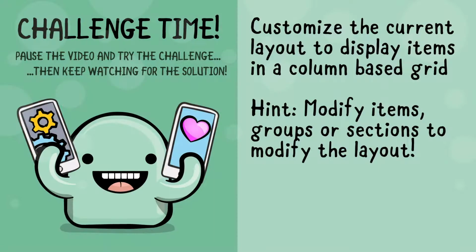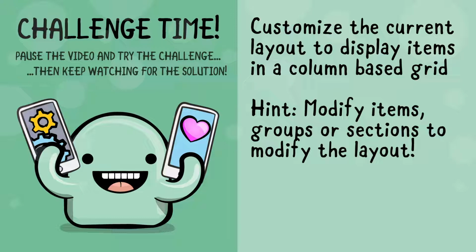You now have a collection view that displays a series of numbers in a list. It's not that exciting. In this challenge, I want you to get familiar with how compositional layouts work and change the current layout from a list to a column-based grid. The number of columns is up to you. It can be 2, 3, even 5.